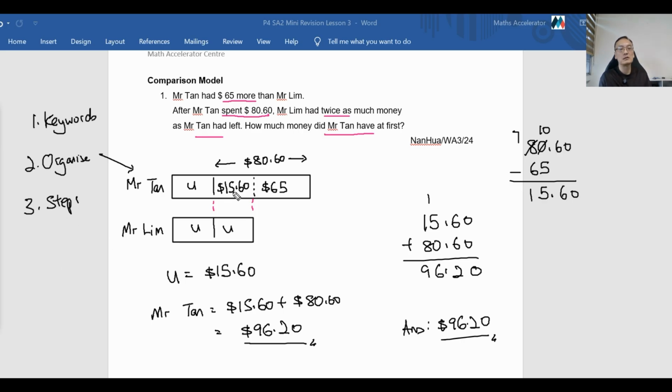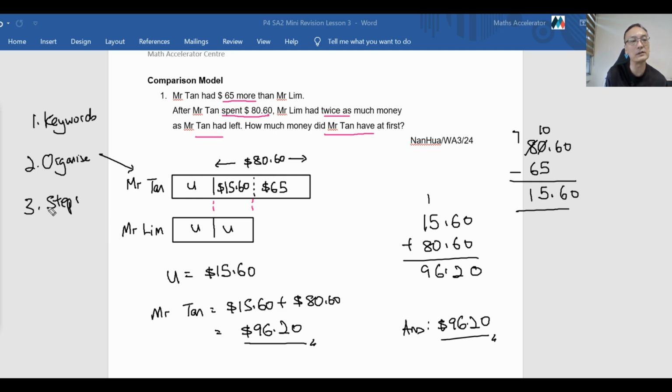First, we have to find out this box. Initially, it was blank, right? So we know that to find the value of this box, we have to find the difference between $80.60 with 65. Okay, we arrive at $15.60 over here. So we put it back into the box. And when we zoom out, we'll be able to see that 1 unit is exactly equal to $15.60. So now we're ready to find how much money Mr. Tan had at first. So Mr. Tan was left with 1 unit after spending $80.60. So we add these two values together to find out how much he had at first. And the sum of these two numbers will give us $96.20.